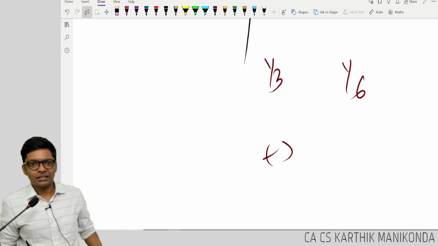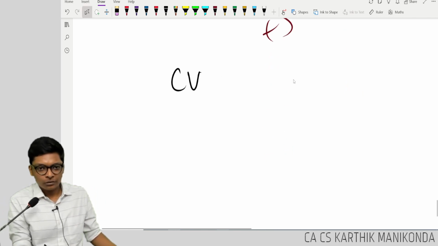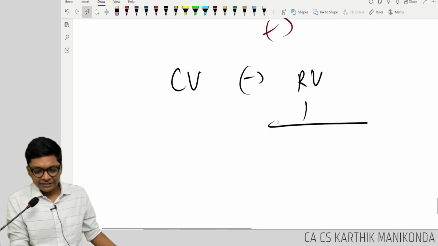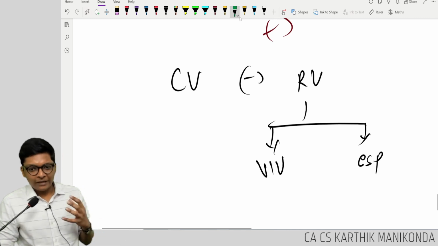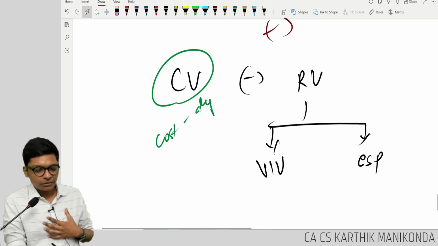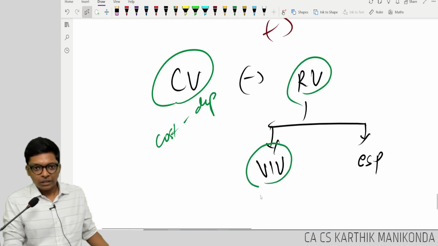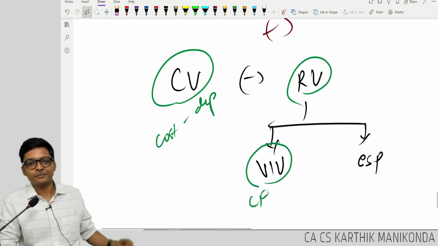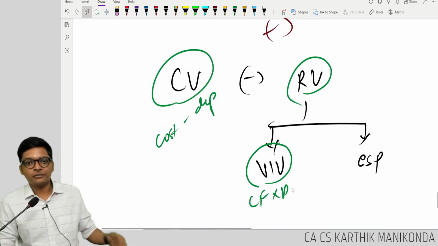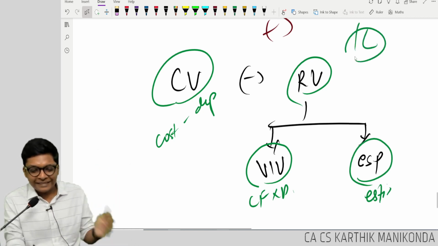This standard says, look at the formula. What is the formula? Carrying value versus recoverable value, which is the higher of value in use and estimated selling price. Now when I break this open, carrying value is cost minus depreciation, which is an estimate. Recoverable value is value in use. In value in use, cash flow is an estimate. Discount rate is an estimate. Estimated selling price is also an estimate. The whole impairment loss is an estimated loss.